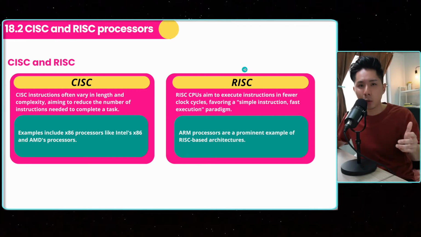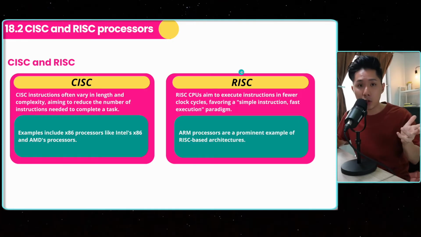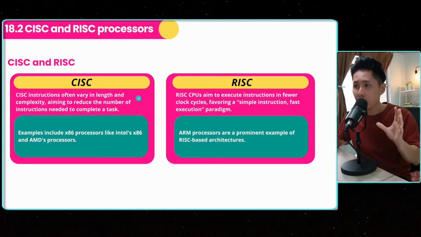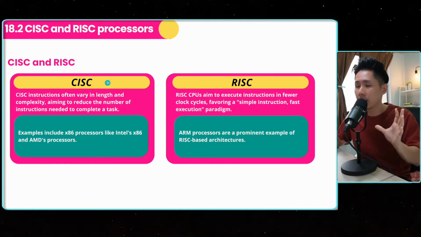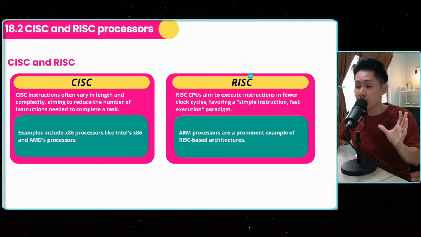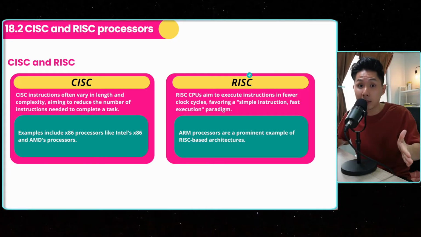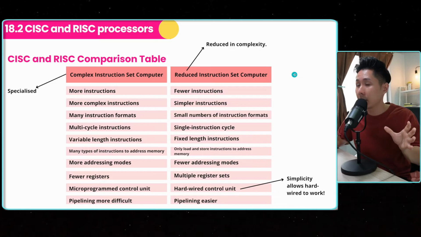But one key takeaway from this video should be that there's no one-size-fits-all solution. In fact, modern CPU chip designers often incorporate complex and reduced instruction sets and try to find the balance between them. Okay, so it's something to take note of.